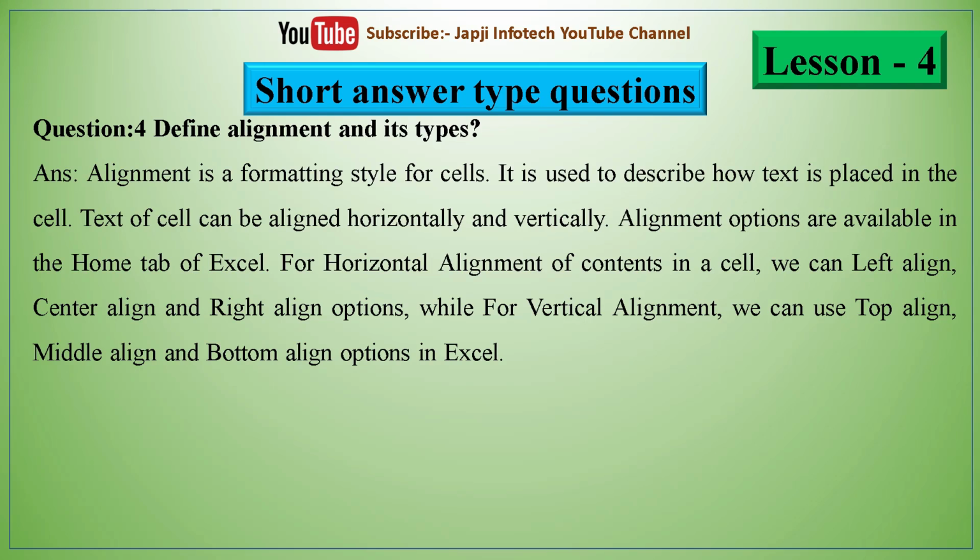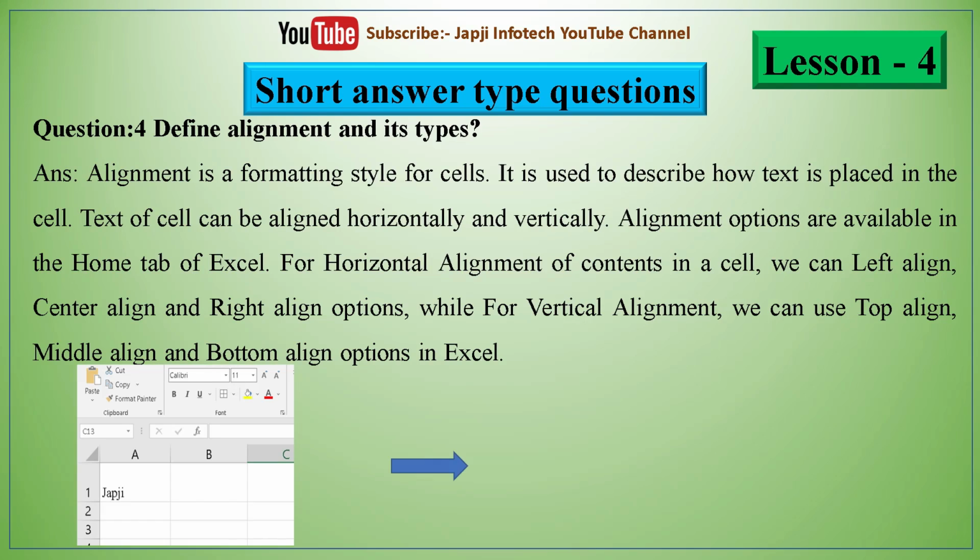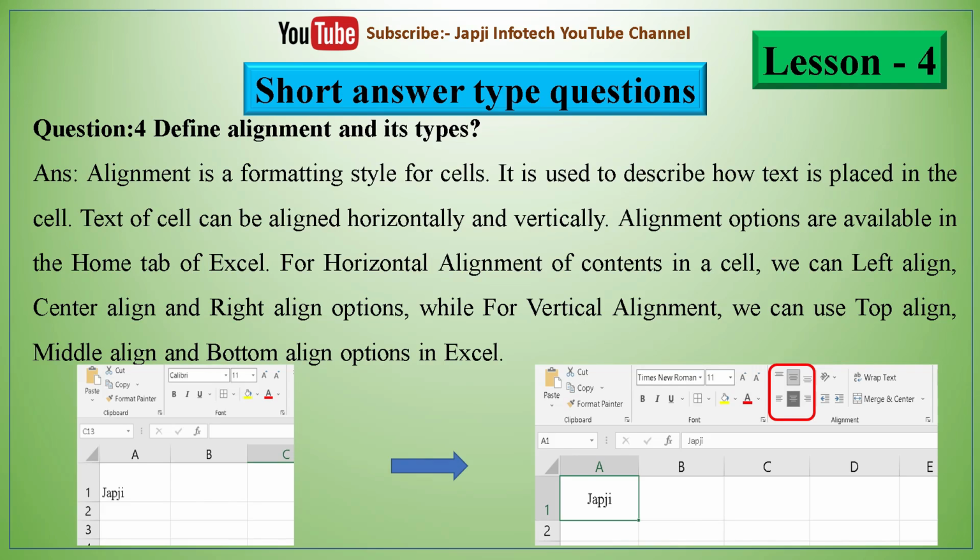So alignment is a formatting style for a cell. It is used to describe how text is placed in the cell. So text of a cell can be aligned horizontally and vertically. Alignment options are available in the Home tab of Excel. For horizontal alignment of content in a cell, we can use left align, center align, and right align options. While for vertical alignment, we can use top align, middle align, and bottom align options in MS Excel.